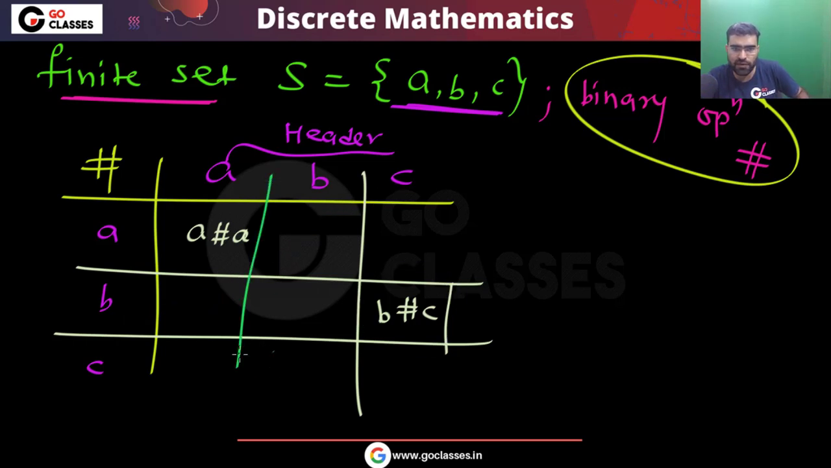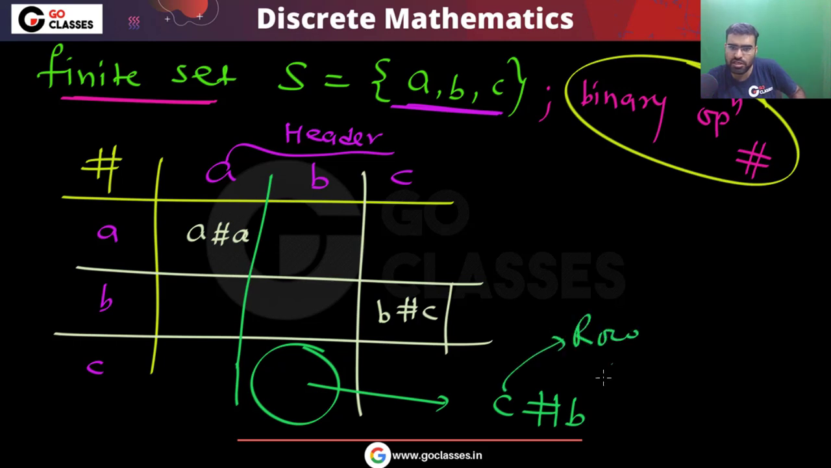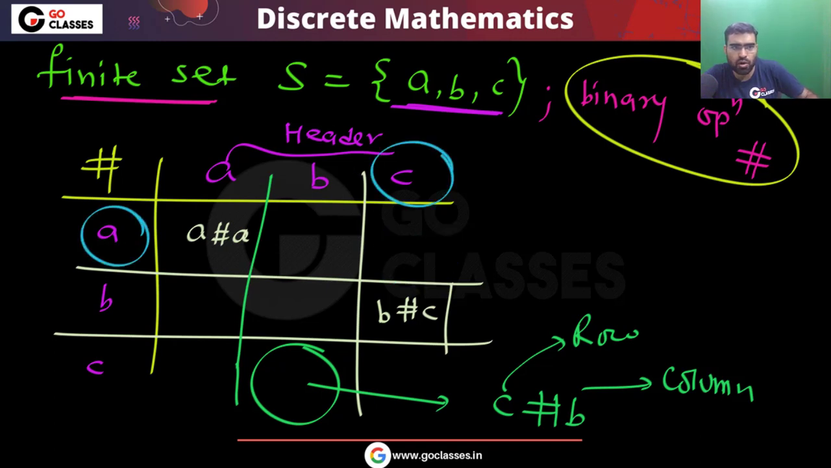Similarly, if I ask you what this entry is, it will be row C, column B. So it will be C has B, because it is row C and column B. So this is the reason. Very simple. This is how you can create the Cayley table. In this Cayley table, this entry will be row A, column C, so it will be A has C. This entry will be A has B.